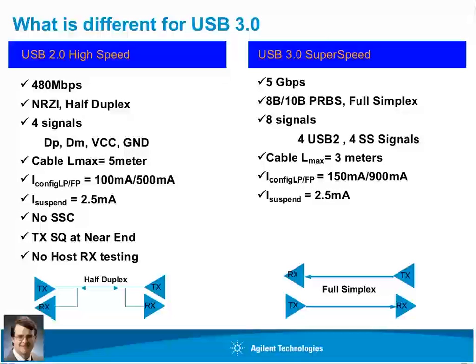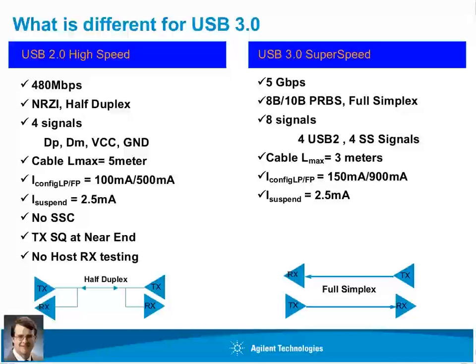For 2.0, one critical difference going to 3.0 is 2.0 does not allow or support SSC, or spread spectrum clocking. This is a requirement for USB 3.0 SuperSpeed, and it is also one of the challenges that device vendors struggle with to get the implementation of SSC correctly.